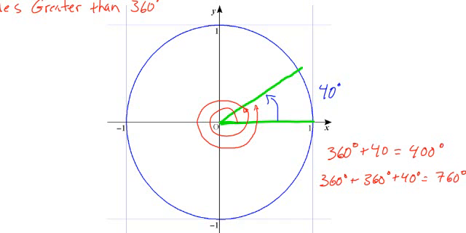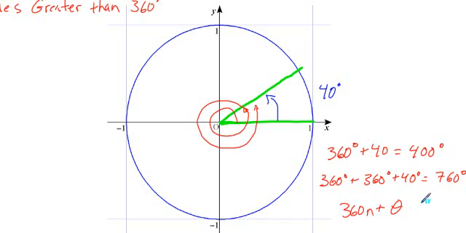So ultimately, to come up with my formula for finding multiple choices for an angle corresponding to such a radius, it ends up being 360 degrees times n, however many times you revolve around the circle, plus your original angle, which we're going to call in this case theta. And that's how we come up with multiple choices for angles corresponding to a single radius.